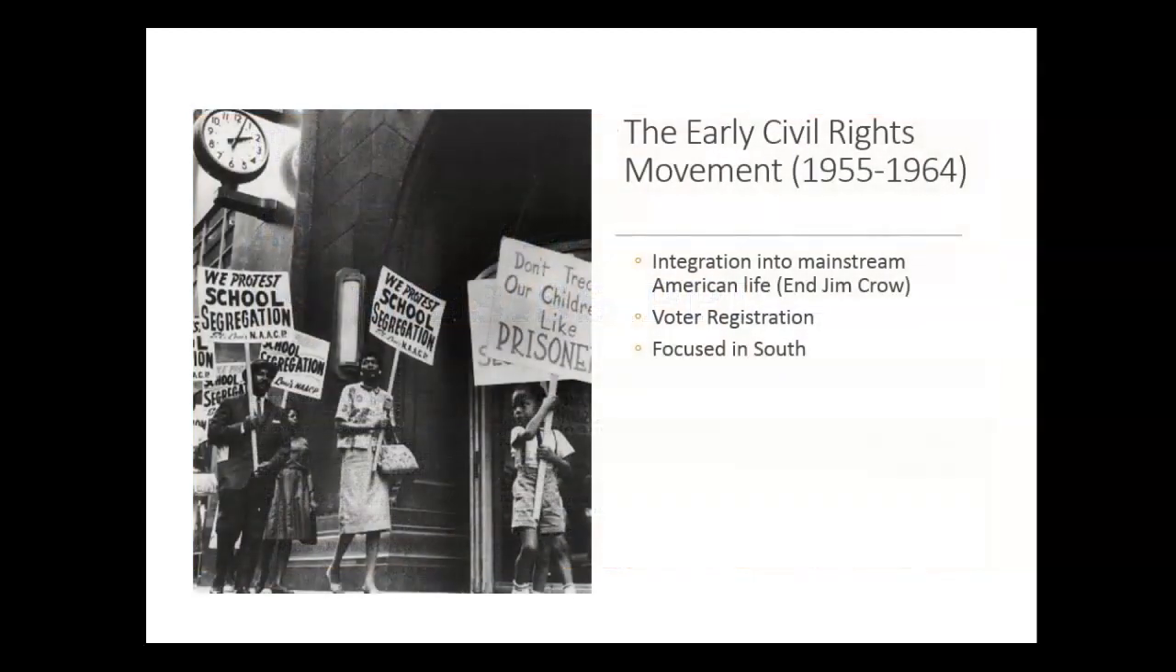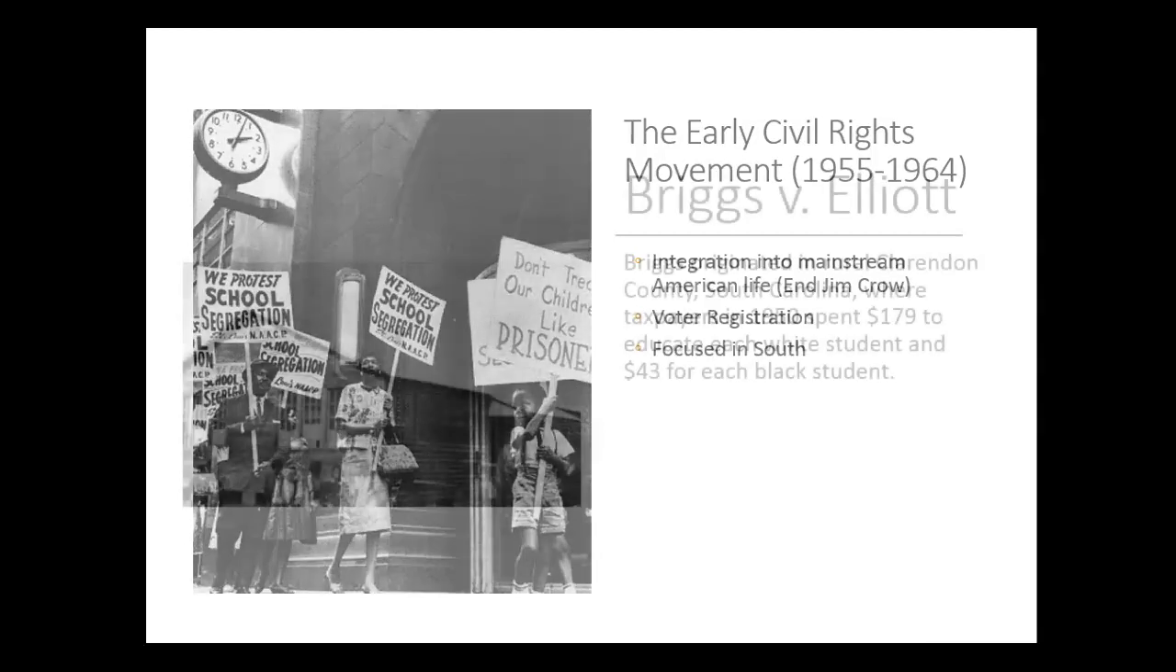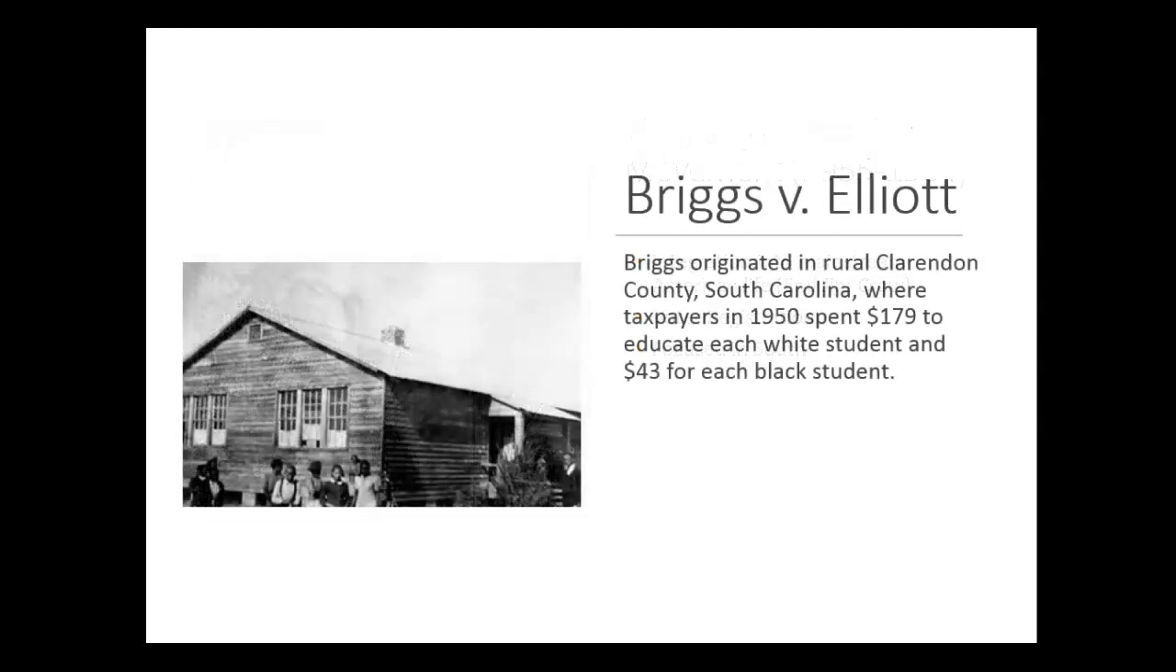Thus, we will see in the 1950s the beginning of the modern civil rights movement. The early modern civil rights movement from 1955 to 1964 will concentrate on pushing integration into mainstream American life and ending Jim Crow in the South. It will also focus on voter registration, and it will occur primarily in the South. One of the most influential civil rights rulings of the time period will be the Brown v. Board of Education Supreme Court ruling.